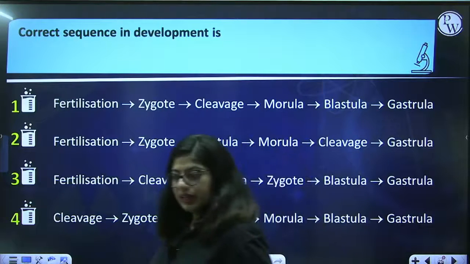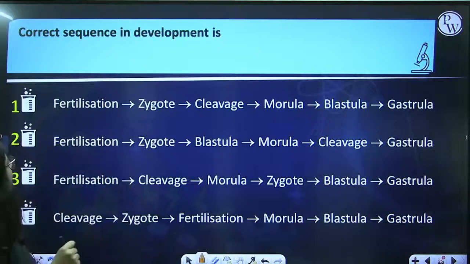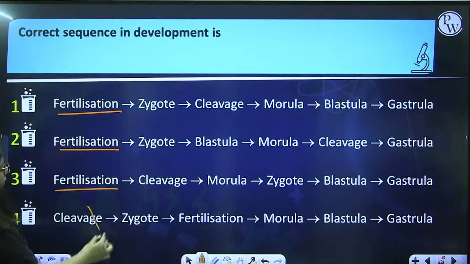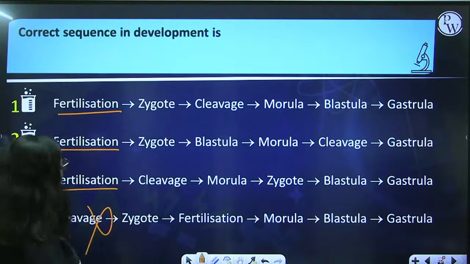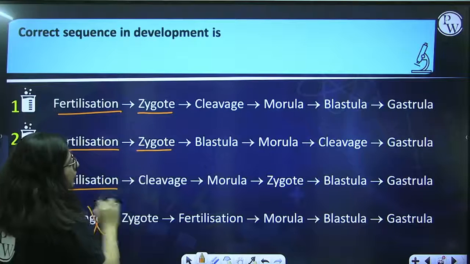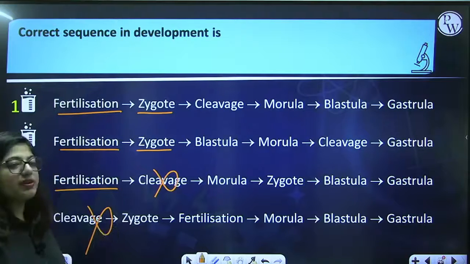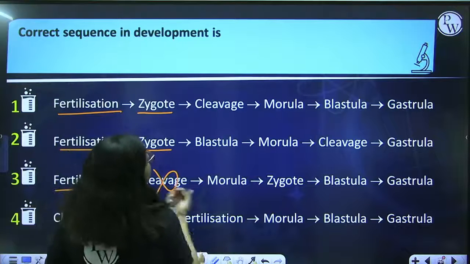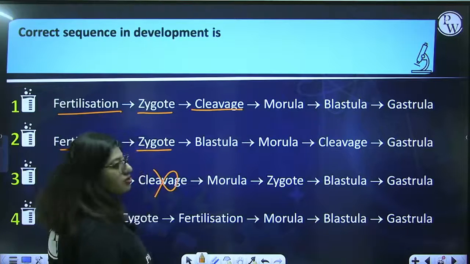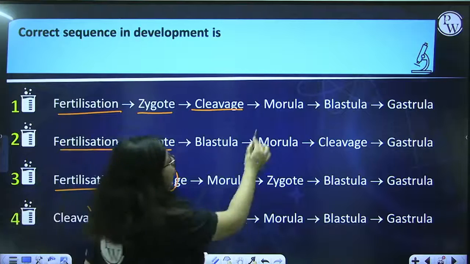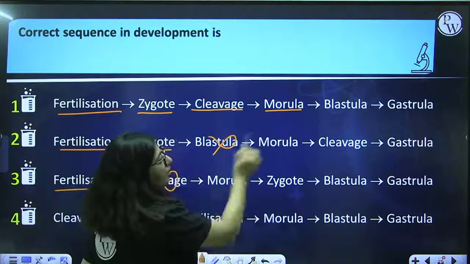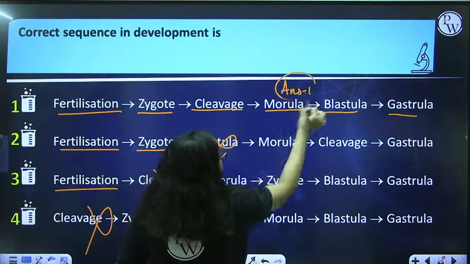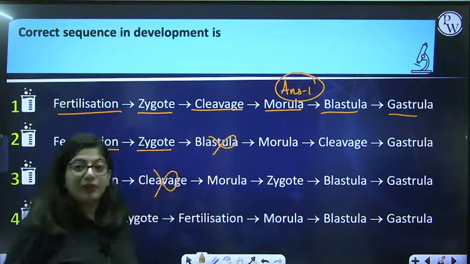Next, the correct sequence in development. Okay, let's see. So first of all, what will happen? Fertilization. Okay, true. Alright, so this is wrong. It is saying cleavage first. After fertilization, the zygote will be formed. Very true. Cleavage will not occur first. First the zygote will be formed. Okay, next. After the zygote, the cleavage will occur. This is true. And after cleavage, the morula will form, not the blastula. And then blastula and then gastrula. So the answer is 1. So you should know the sequence of development.